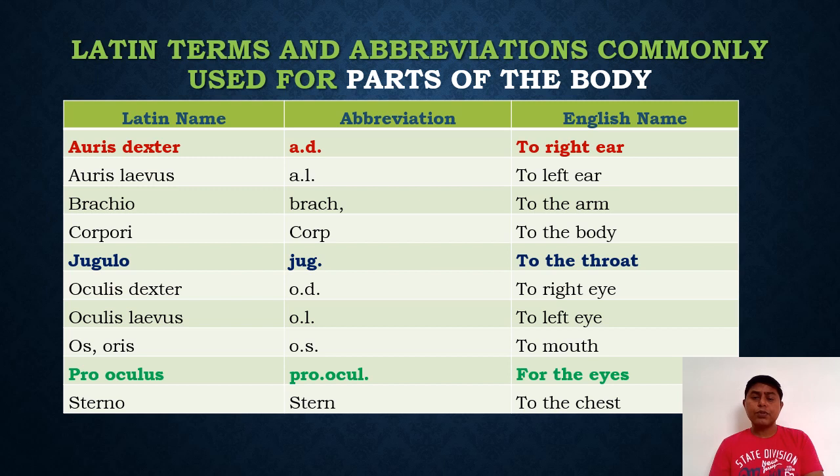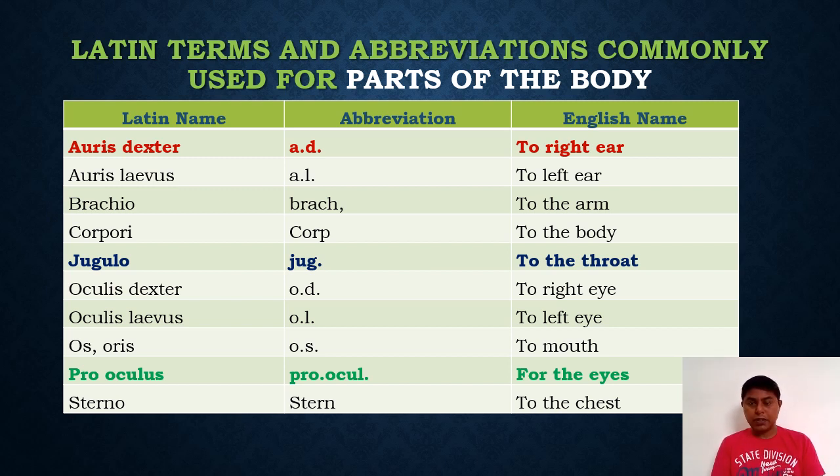Then the Latin terms used for some parts of the body, which I had mentioned over there. Auris dexter, that is to the right ear. Auris laevis, that is to the left ear. Brachio, to the arm. Corpus, that is the body. Jugulo, to the throat. Oculus dexter, to the right eye. Oculus laevis, to the left eye. Oris, to the mouth. Pro oculus, that is for the eyes.